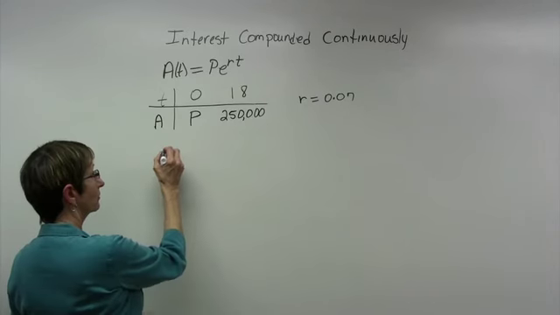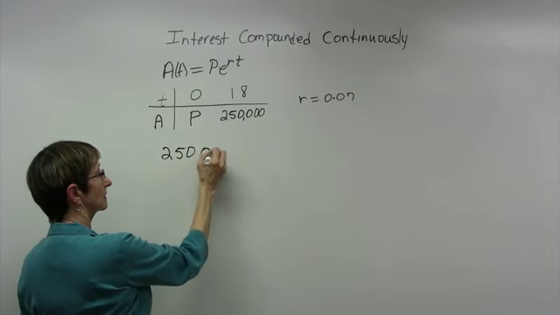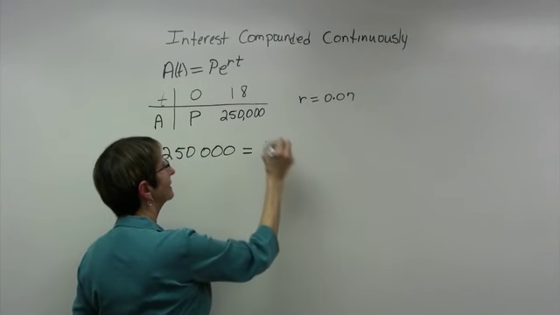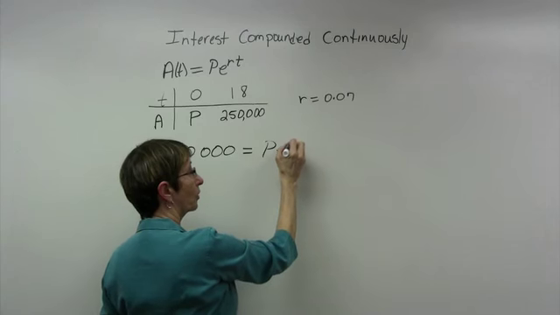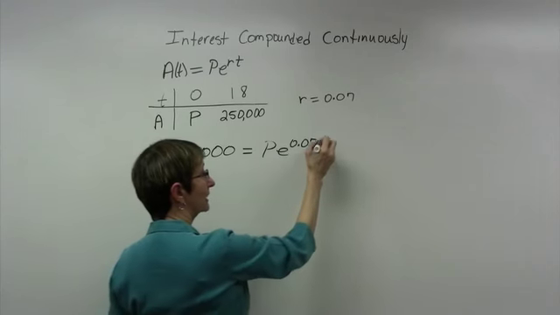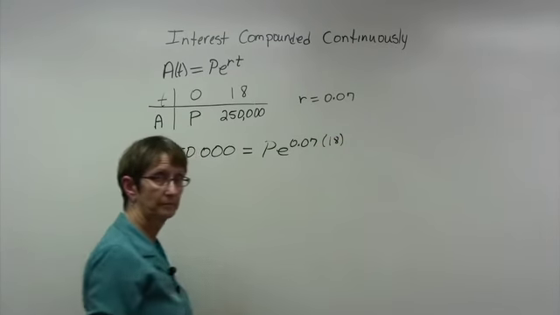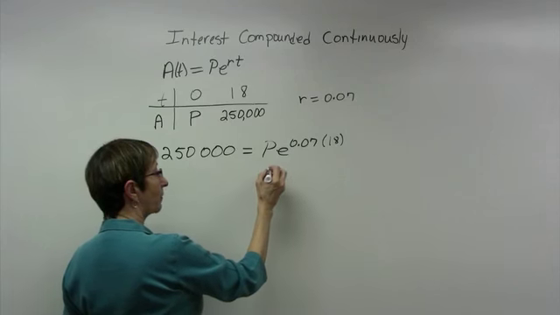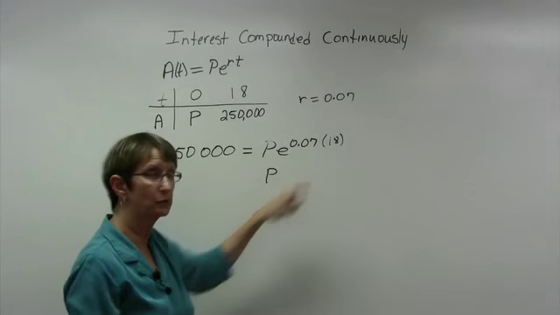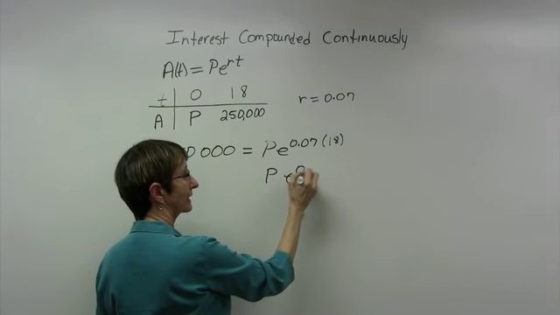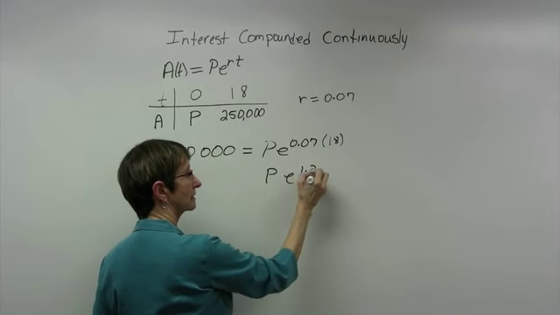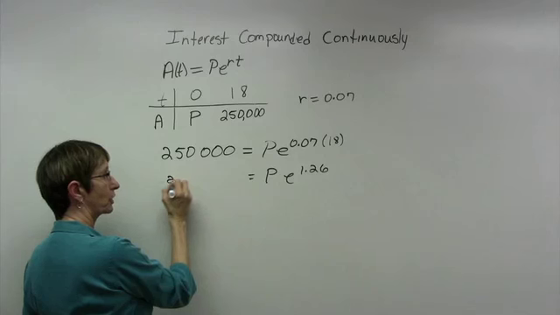So A is 250,000 equal to P, which we don't know, times e raised to the rt. In decimal form, R is 0.07 for the 7% interest rate. And our T value is 18. So if I want to solve for P, I can do that first. I think I'm going to multiply these two numbers together before I move anything else around. It's not 0 point, it is 1.26 equal to 250,000.